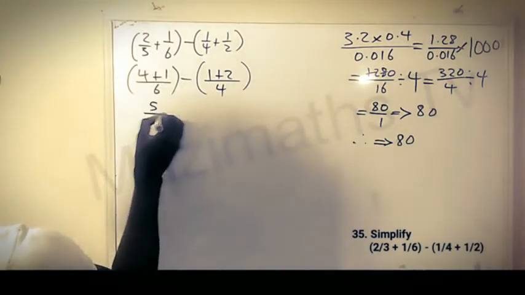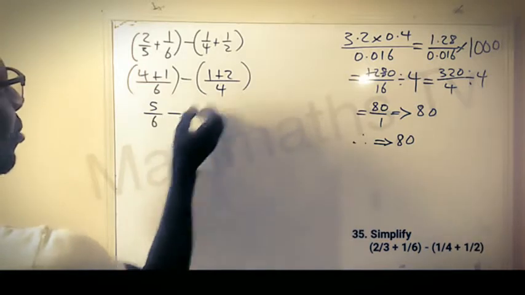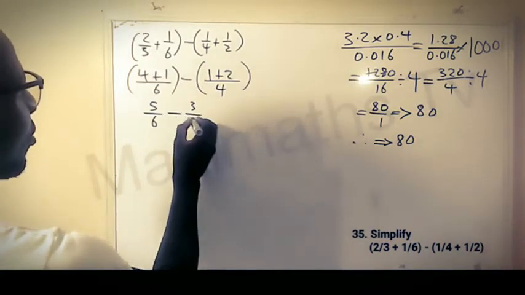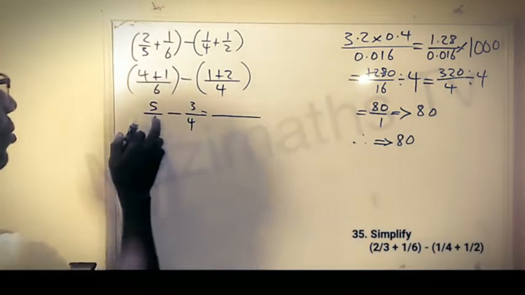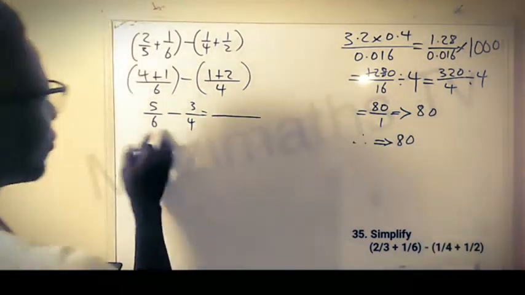Okay, now let's go. 4 plus 1, that is 5 over 6. Okay, then minus 1 plus 2, that is 3 over 4. Okay, now I'm going to find the value of this. So you do another line and look for the LCM of that number.